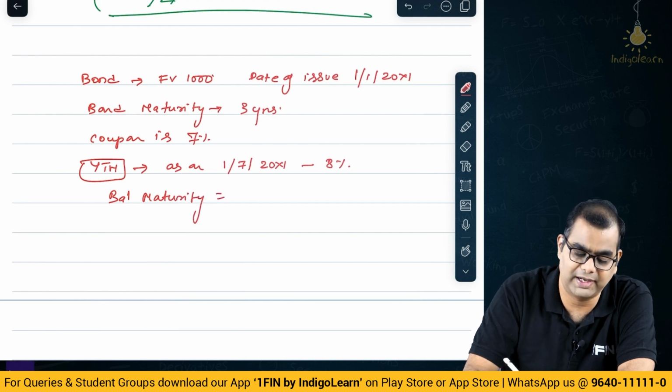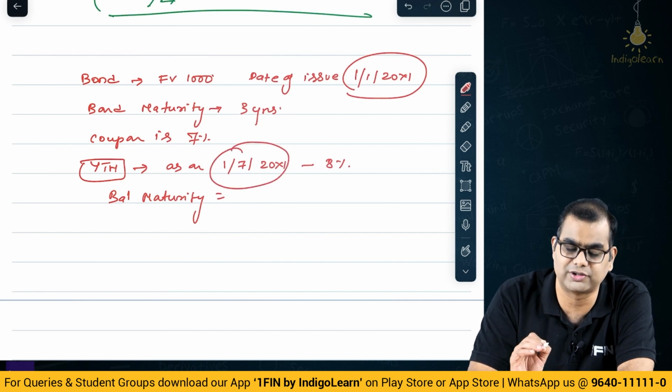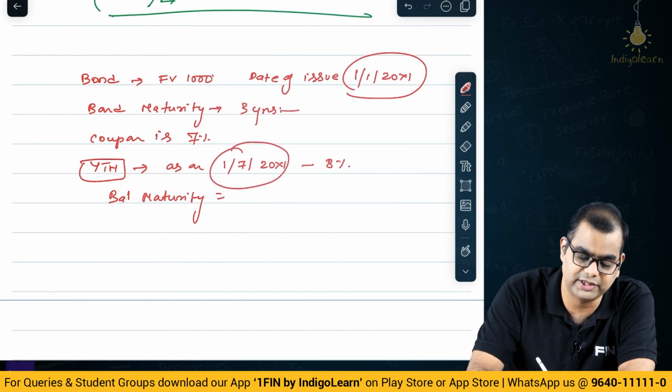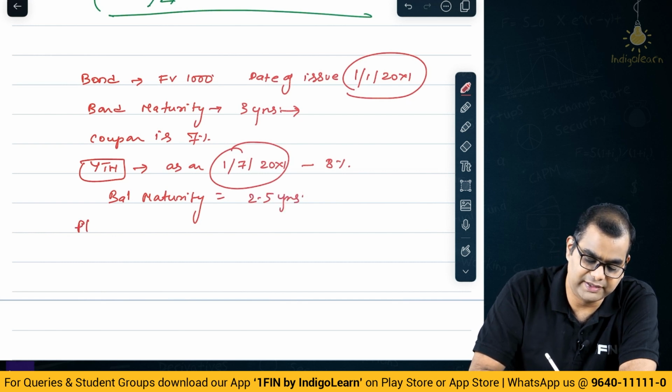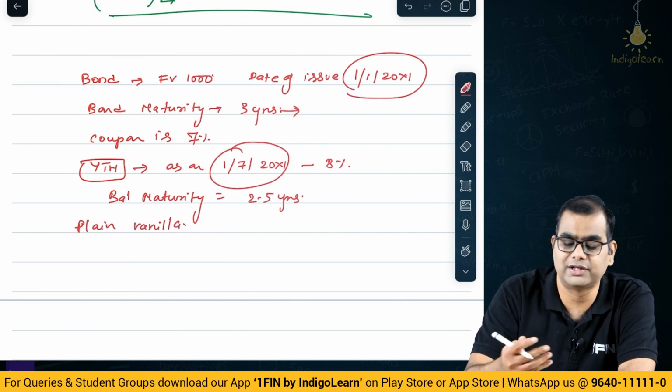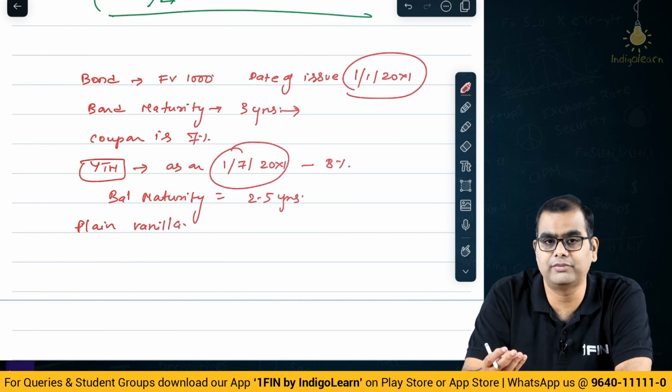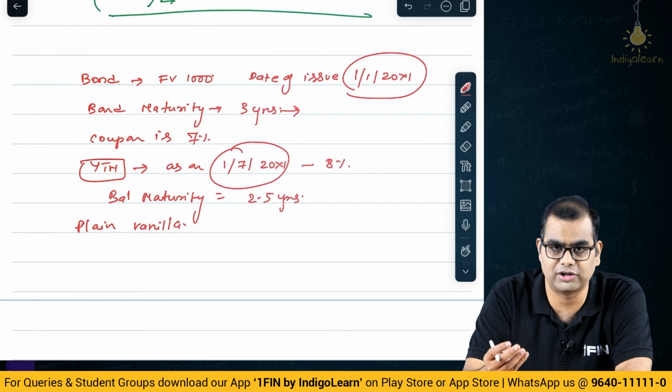is equal to what? Balance maturity is from 1st Jan 20x1 till 1st July 20x1. 6 months have passed out of total 3 years. So, balance maturity is 2.5 years. Bond is plain vanilla. What do you mean by plain vanilla?